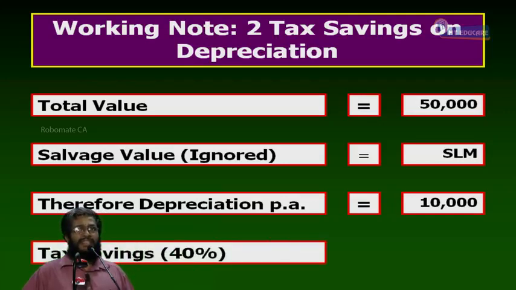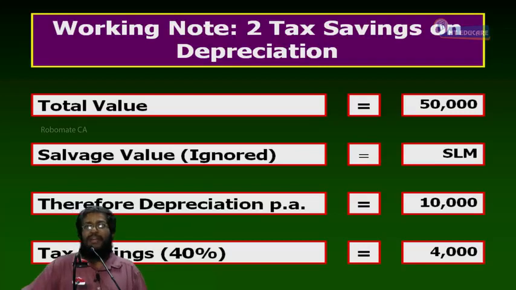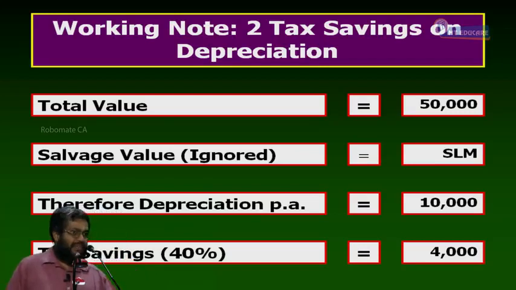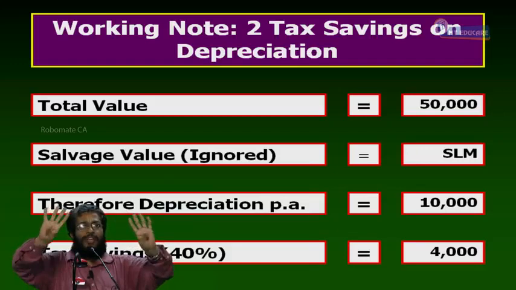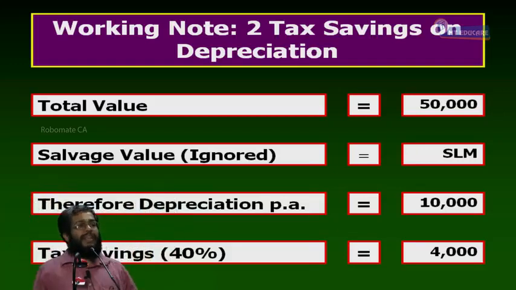And what is the tax savings? 40%. I debit 10,000, and take 40% on that, or not? Tax savings, how many rupees? 4,000. Tax savings on depreciation, 4,000. Stop writing and tell me how many cash flows there are. 4. How many have been calculated? 3. Tell me what the fourth cash flow is.